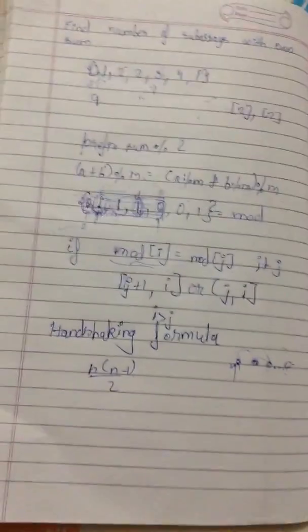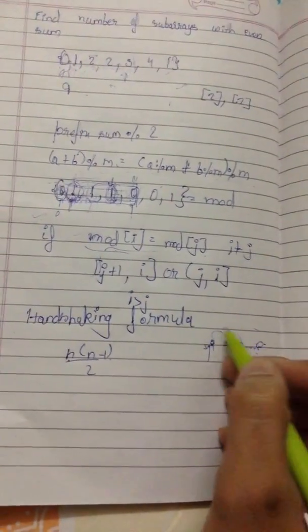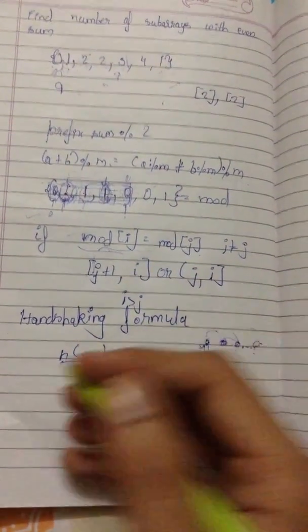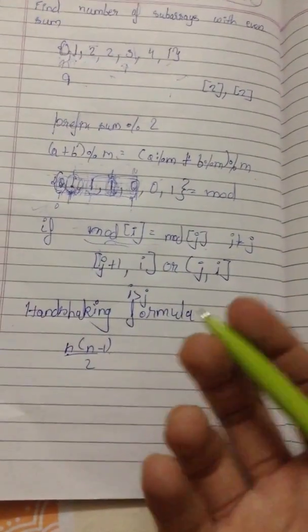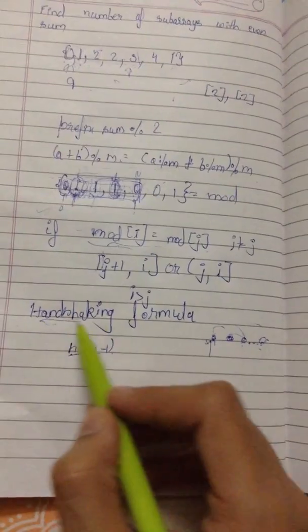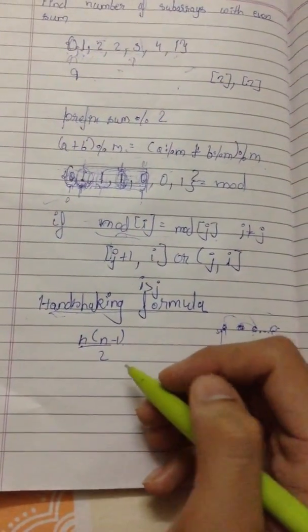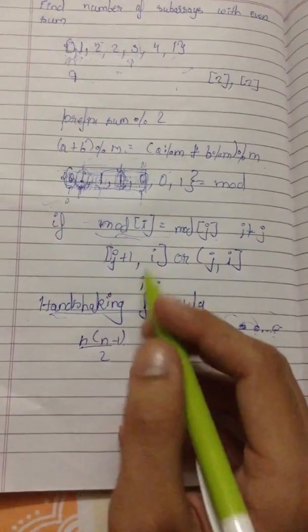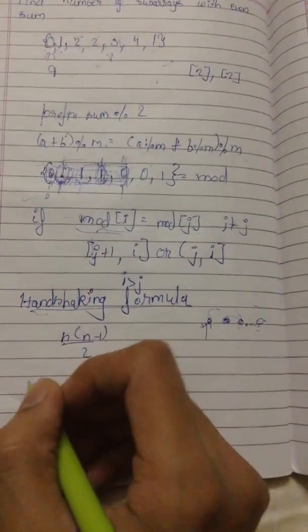So that is absurd, that this is shaking with this and this is shaking with this, and we are counting it separately. So that's why we are dividing it by 2. You can read more about the handshaking formula over the net. So we are going to apply the same formula.